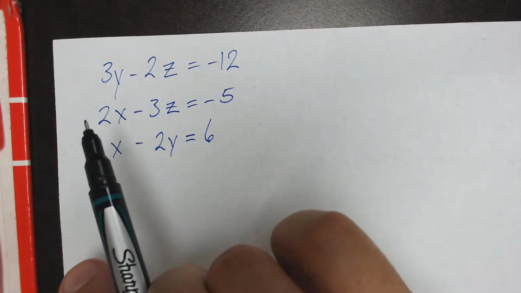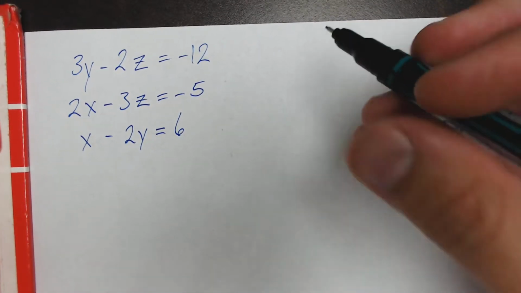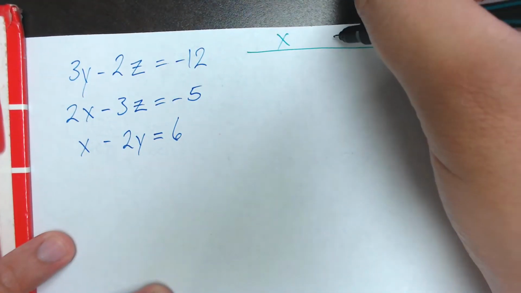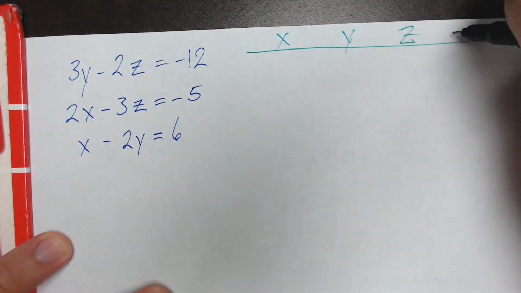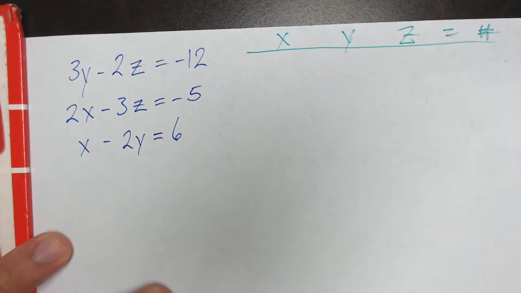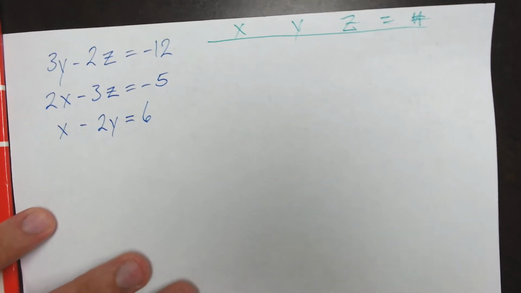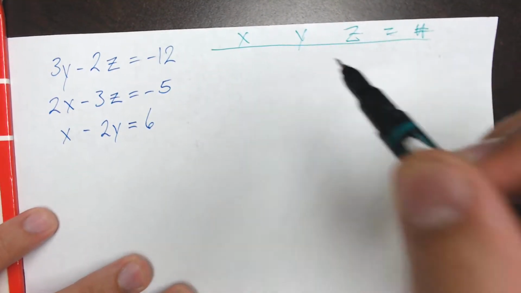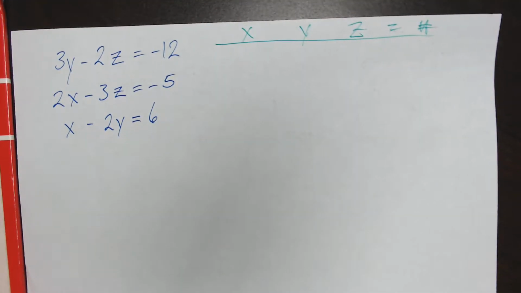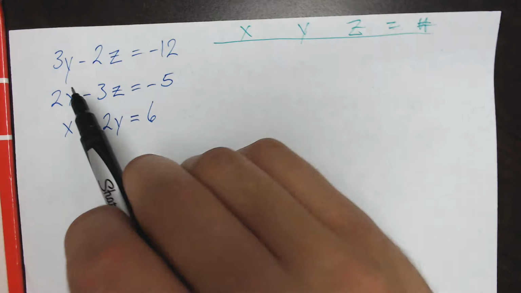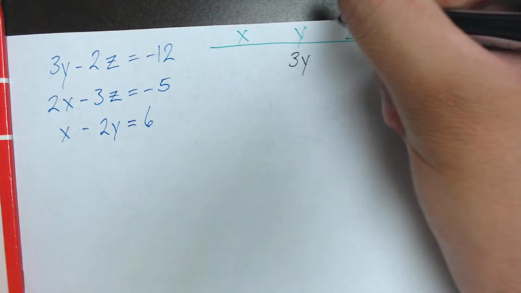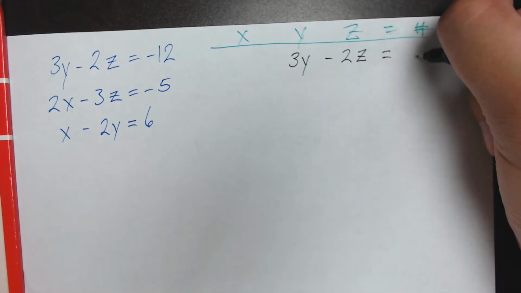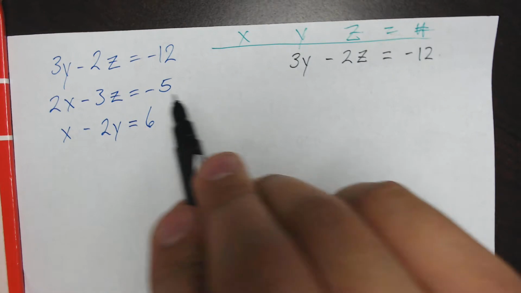So, for example, this first equation is missing x. So, actually I'll label this. I'm going to make a little graph for you guys. This will be the x column, this will be the y column, this will be the z column, equals, and then the number column. All right. So this first equation, 3y minus 2z, there's nothing in the x column, so we'll go ahead and leave that blank. Then I'll take 3y and I'll put that under the y column. 3y minus 2z equals the number negative 12. So that's the first equation.